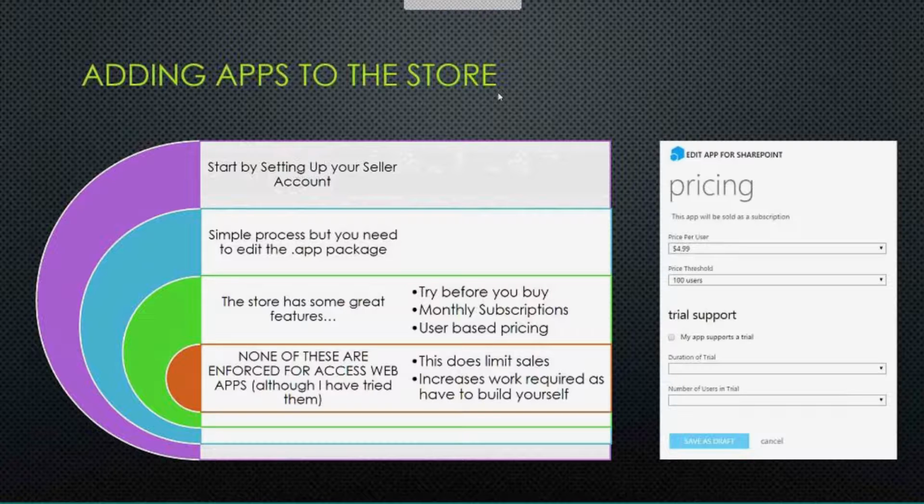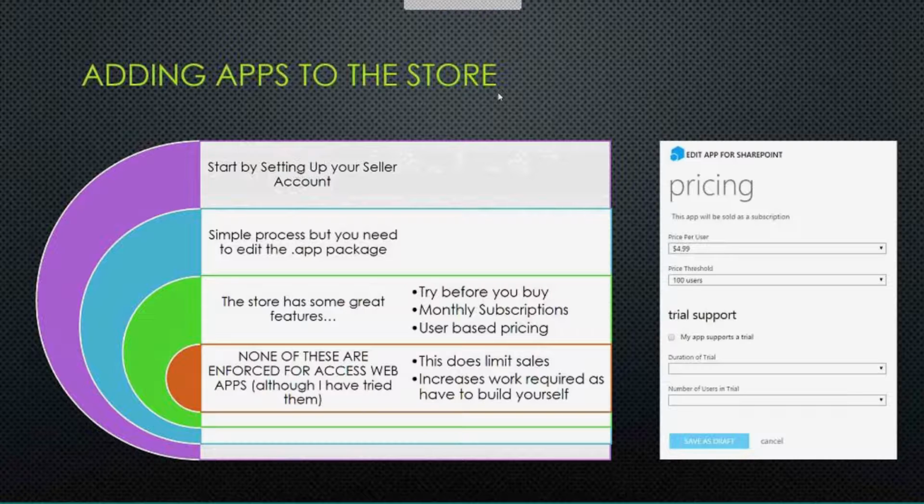And that's that none of these processes are actually enforced for Access web apps, although I have tried them and I'm still trying them. And the reason for that is that the web app doesn't know anything about SharePoint licensing or SharePoint app licensing. So what that means is if you do publish your app with monthly subscription pricing, then a client could, in theory, buy a single user license for 1 month, and they would be able to use the app forever. So you do need to be a bit careful about that.